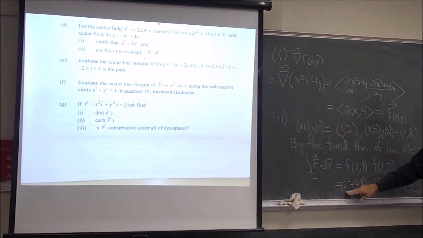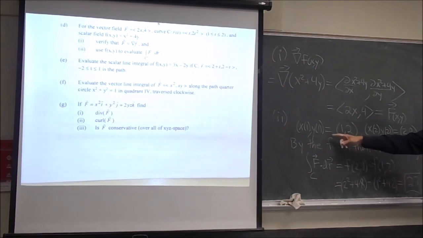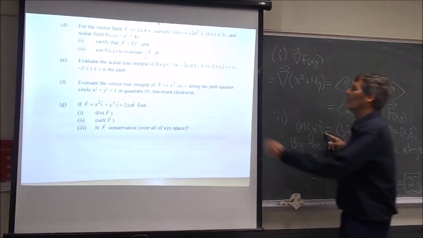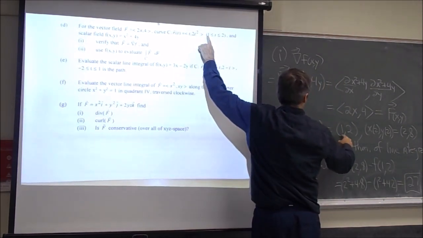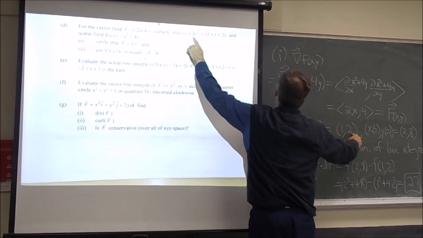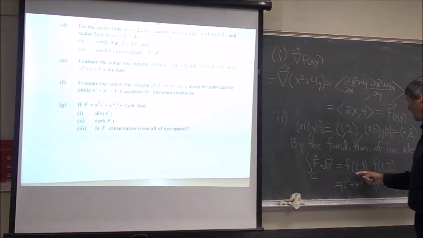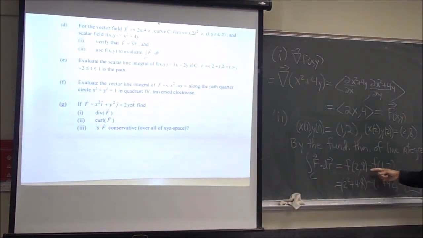So this is f of 2, 8 minus f of 1, 2, since the curve x, y is t, 2t squared. When you plug in 1, you get 1, 2. When you plug in 2, you get 2, 8. So we need the potential at 2, 8 minus the potential at 1, 2, which comes out to be 27.